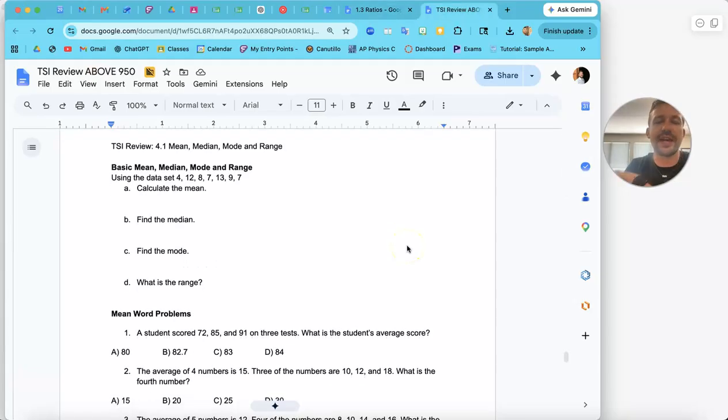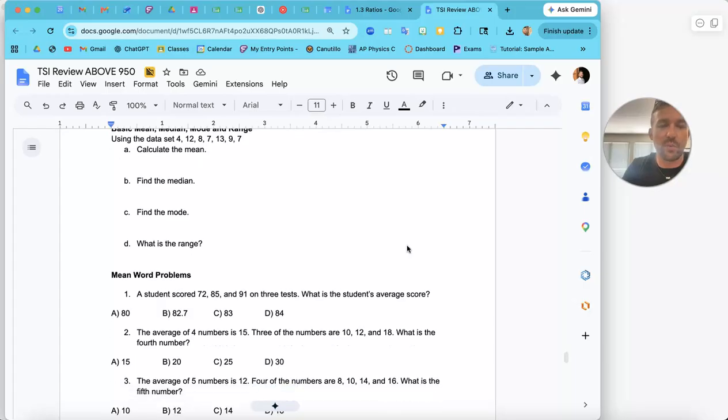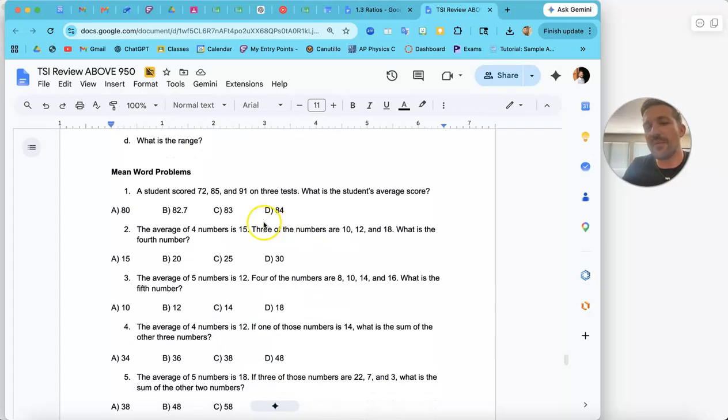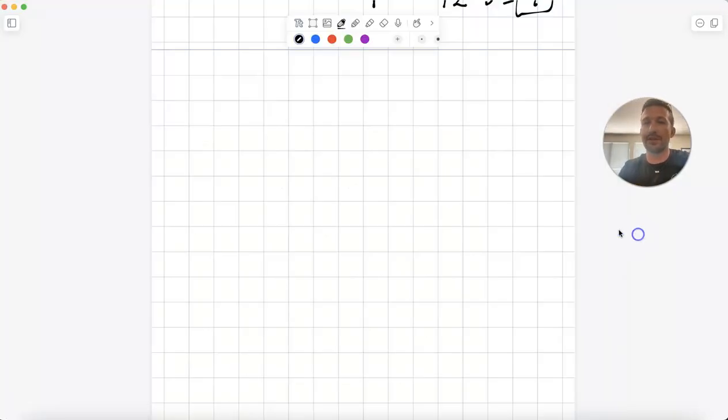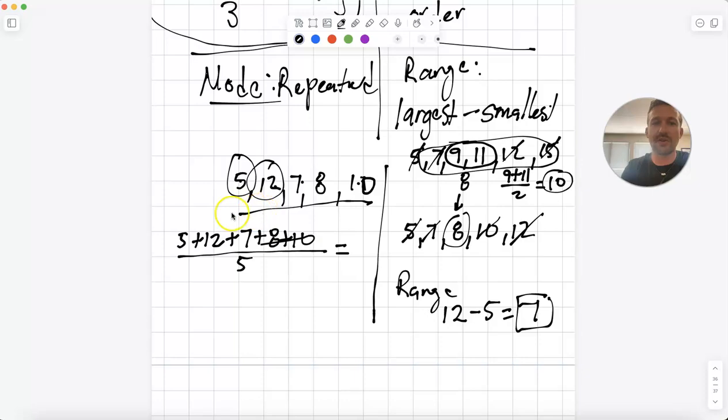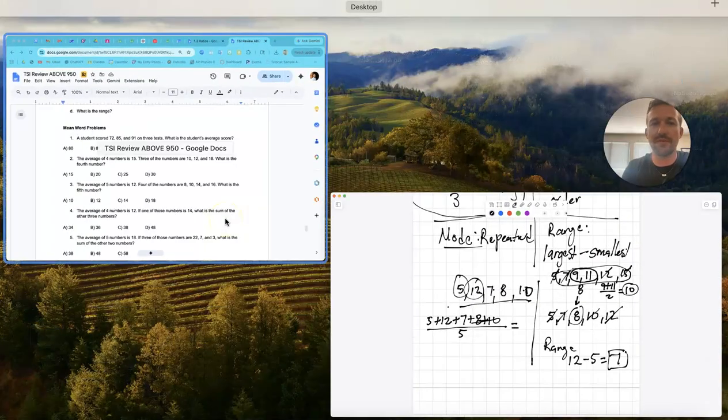Okay, so looking at the mean, median, and mode worksheet, I think you're going to be fine on doing a simple one. Like, a student scored 72, 85, and 91 on 3 tests. What's the student's average score? You would just do average, right? That's not going to be difficult. It's just what we were just teaching, which is you add them up and divide by the number of them, right?